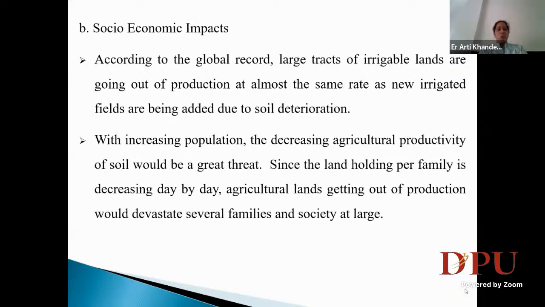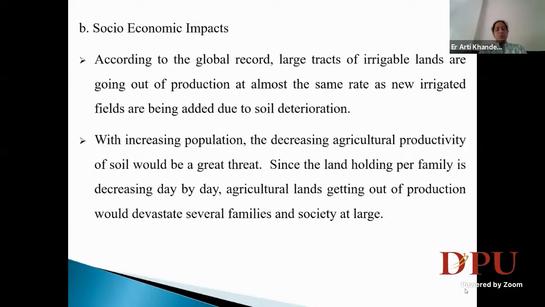Due to the global record, large tracts of irrigated lands are going out of production at almost the same rate as new irrigated fields are being added, due to soil deterioration. What is happening is that the land is damaged and not used anymore for cropping, and irrigable land is reducing day by day. With increasing population and decreasing agricultural productivity of soil, it would be a greater threat since the land holding per family is decreasing day by day.